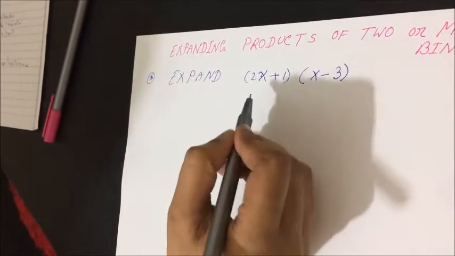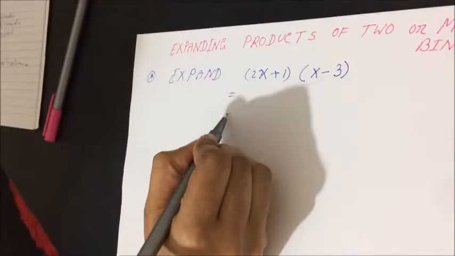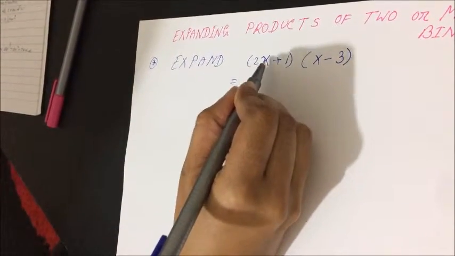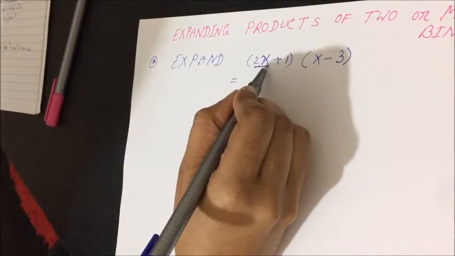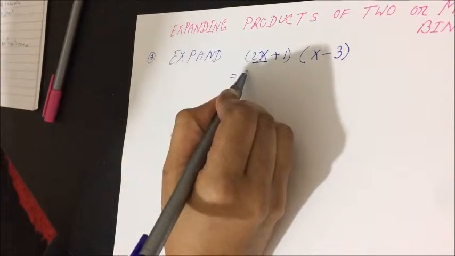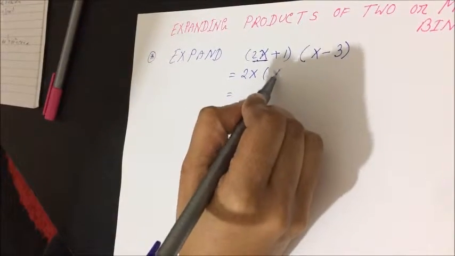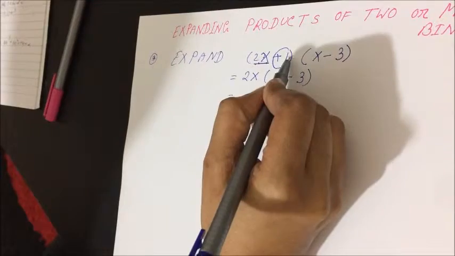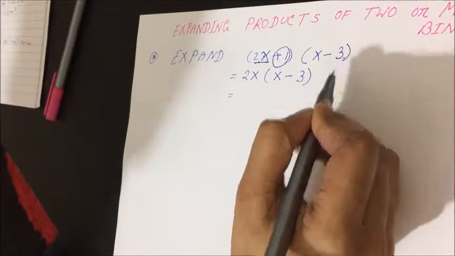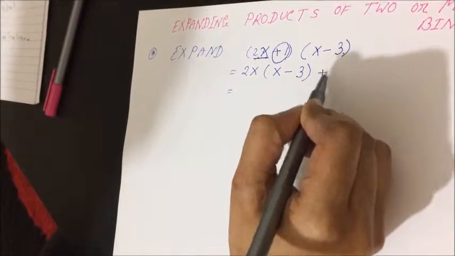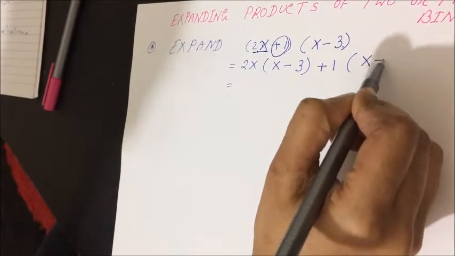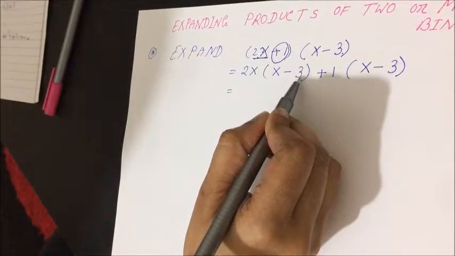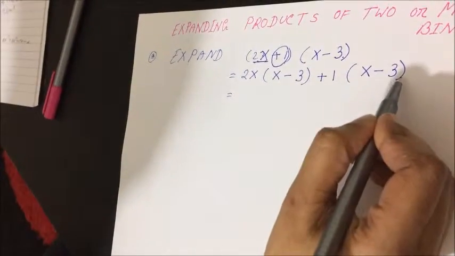We expand it in two steps. The first part, we will multiply the first part of the bracket with the second bracket. That means 2x with (x - 3). And the rest of the first bracket, we are going to multiply with the whole of the second bracket, add 1 times (x - 3). So I'm going to get two terms from the first part and two terms from the second part.